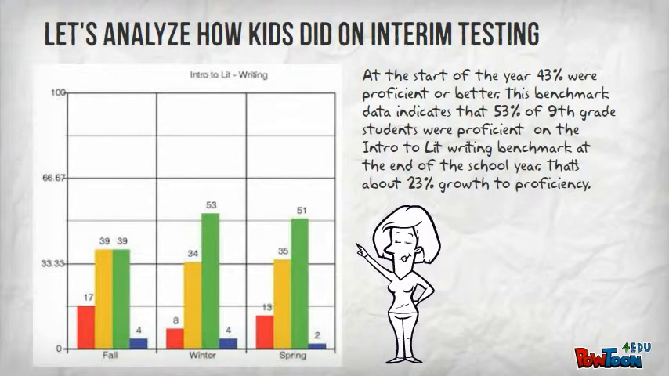At the beginning of the school year, 43% of the students were proficient or better in the Introduction to Literature writing portion of the assessment. This benchmark data indicates that 53% of 9th grade students were proficient on the Intro to Lit writing benchmark at the end of the year. That's about 23% growth to proficiency.